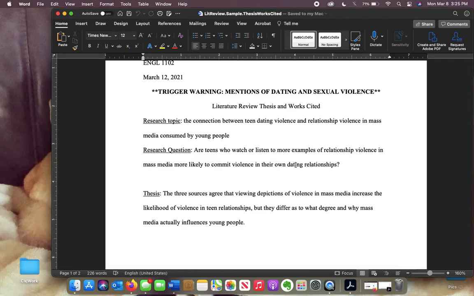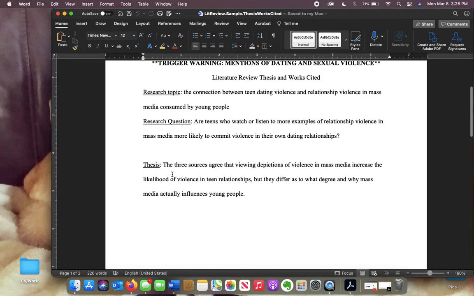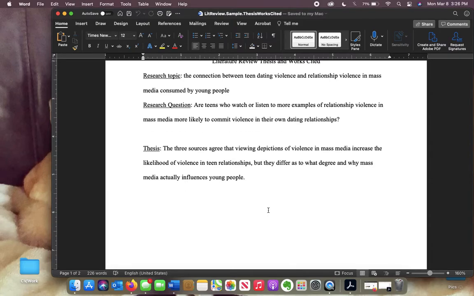Am I answering that question in this paper? No, I am not. But what I'm going to do is look at 3 different sources that I found for it. So my thesis for the literature review is: the 3 sources agree that viewing depictions of violence in mass media increase the likelihood of violence in teen relationships, but they differ as to what degree and why mass media actually influences young people. What I found was they all came around saying that yes, there is some influence, but they weren't very specific about it, and they just said there is some effect, and they didn't really say why for the most part. So that is my thesis statement.